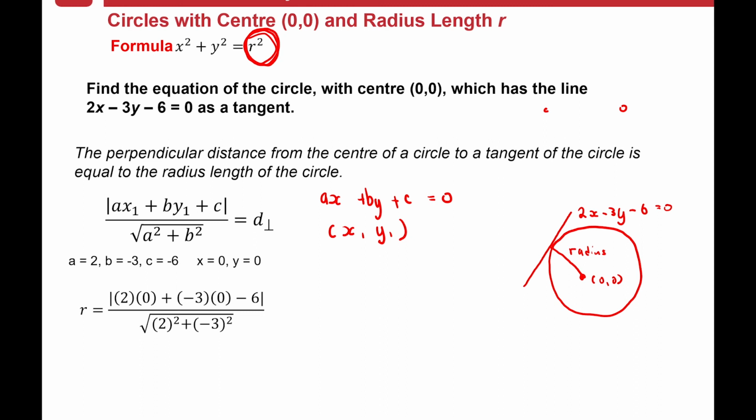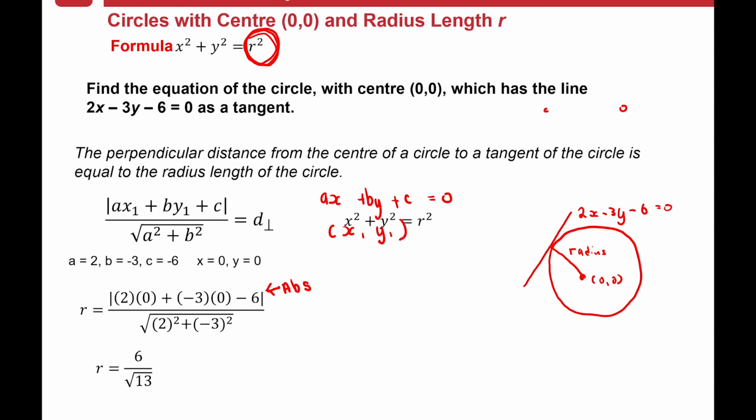Okay, substituting my points in, I get the absolute value of 2 times 0 plus minus 3 times 0 minus 6 over the square root of 2 squared plus minus 3 squared. We can put this all into our calculator. Please ensure that you use your absolute value button for these lines. So you are looking for the absolute value of this, i.e. the positive of this value. So substituting this into my calculator, I get the radius of 6 over root 13.